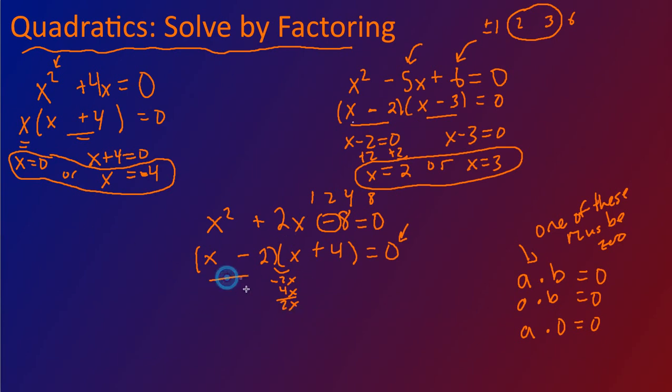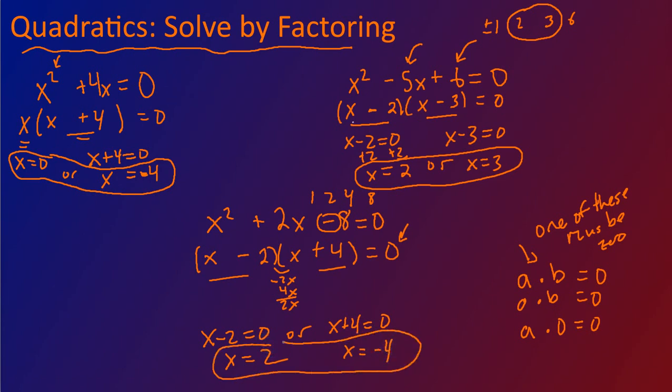So, this equals 0 or that equals 0. So x minus 2 equals 0, or x plus 4 equals 0. Add the 2, and I get 2. Subtract the 4, and I get negative 4. And there are my solutions there.